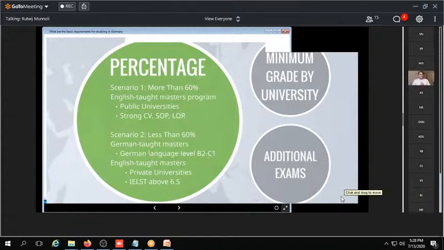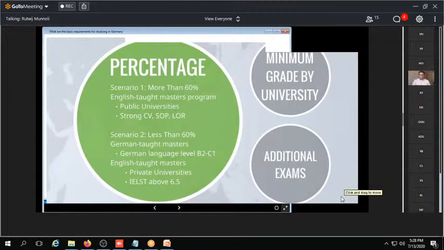So try to avoid them and do all your application process on your own, because through this process you will get to know more and more universities. There are so many universities in Germany that I didn't know about while I was applying for the German university.